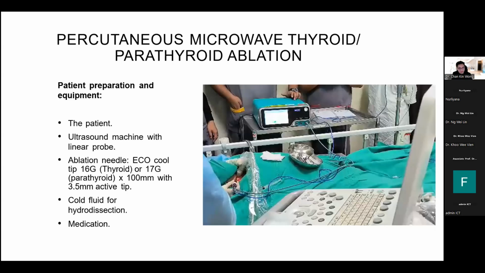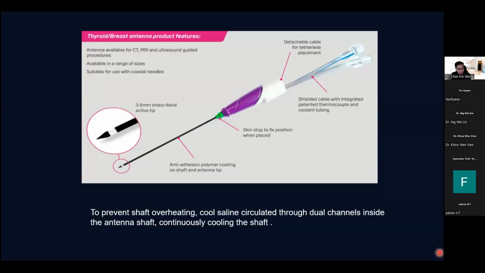Okay, and this is our setup. You have the patient, you have the ultrasound machine, you have the ablation needles, and you need to have our cold fluid for hydrodissection and medication. And this is the product that we use. Basically, the active tip is only over here, and this will be cooled by saline, continuously cooling the shaft so that it doesn't go over the recommended temperature.